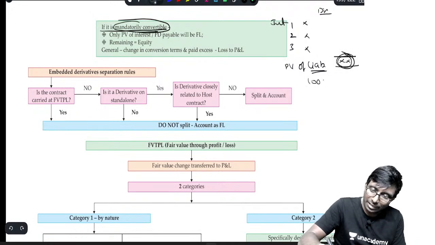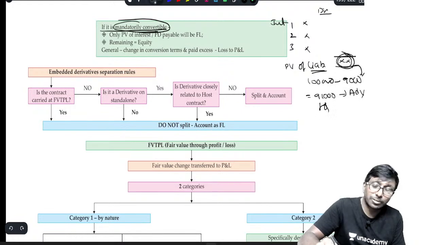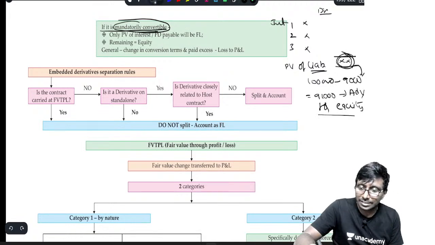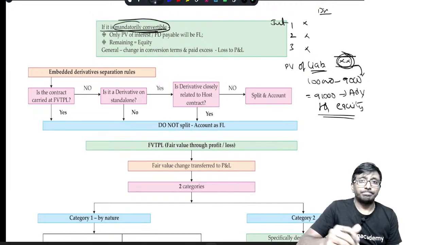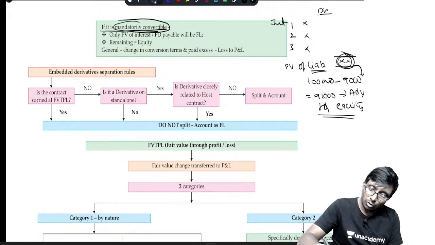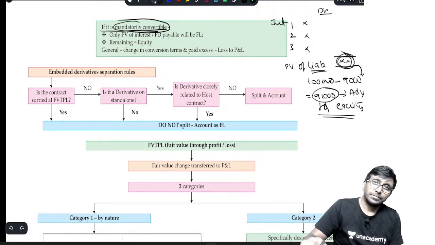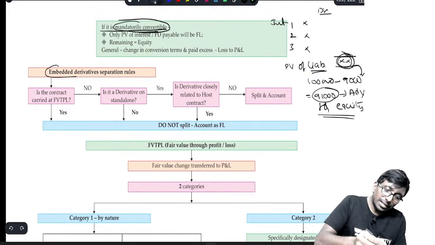Say you collected 1 lakh. Out of that, say 9,000 rupees is the present value of liability. That means 91,000 rupees. Isn't it advance for equity, my dear friend? Obviously, it is advance for equity. That you are supposed to transfer to equity. That's it.